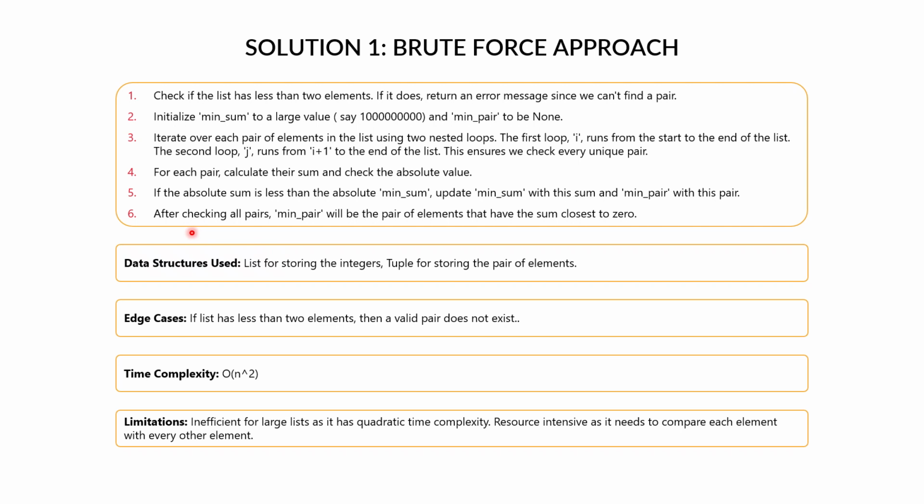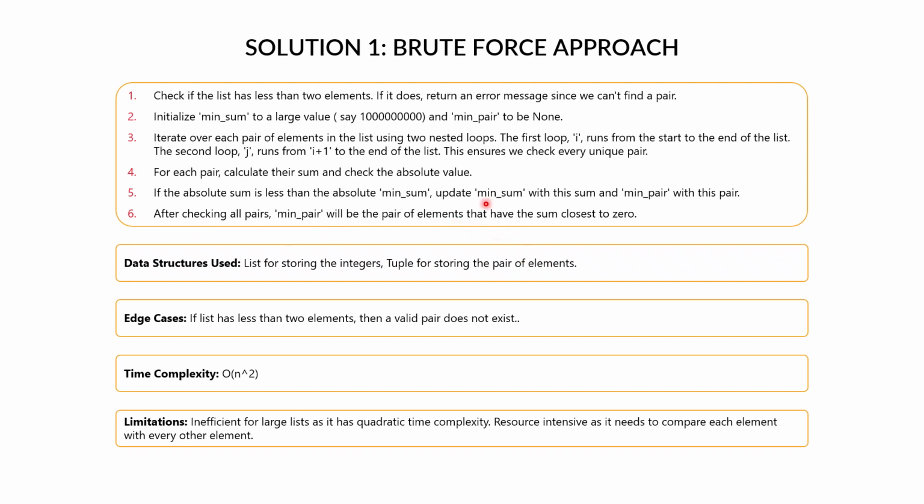Now, this will ensure that each and every unique pair in the given list is checked. For each pair in each step of the loop in step 3, we will calculate the sum of both the ith and the jth element, and we will check its absolute value. If the absolute sum is less than the value of minsum, then we will update minsum with this particular sum, and also we will assign the tuple minpair with this pair of integers at that particular point.